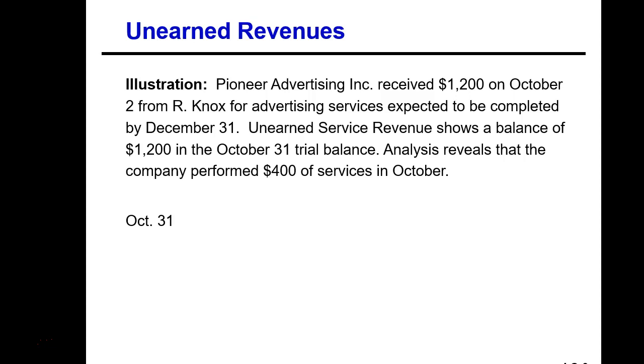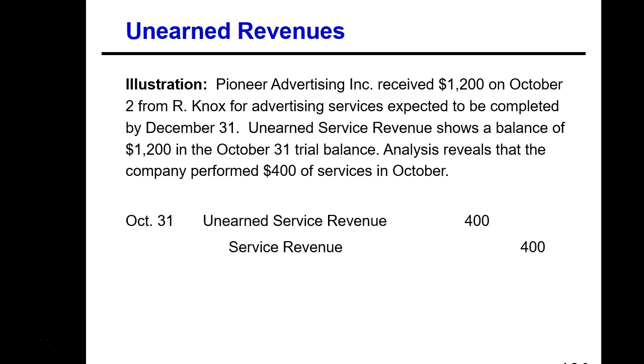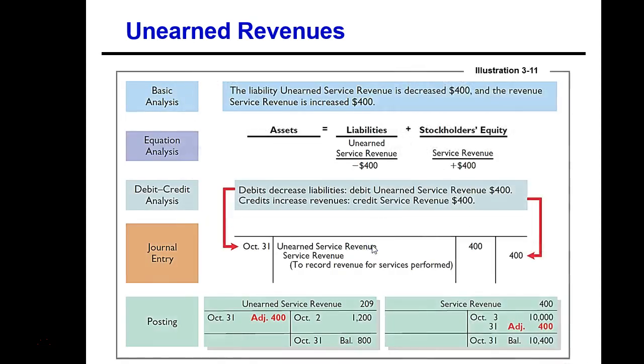So we're going to make an adjusting entry on October 31st to show the amount that we've earned by the end of the accounting period. Once we've earned the revenue, we're going to decrease the liability account, unearned service revenue, and recognize service revenue. So notice it is the word unearned that makes this a liability account. Once it has been earned, we're going to credit an actual revenue account.